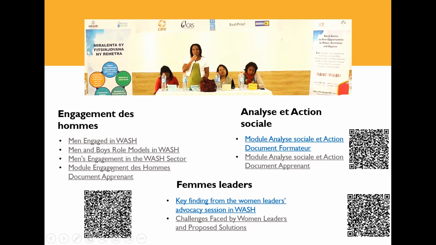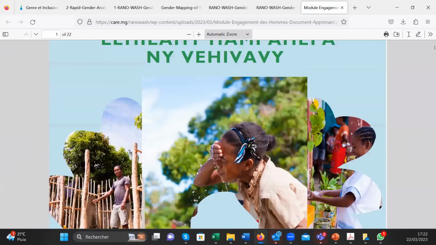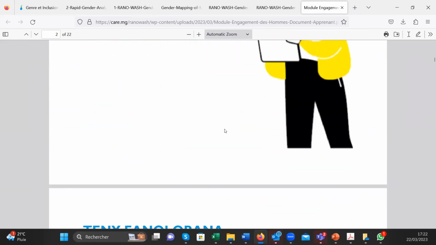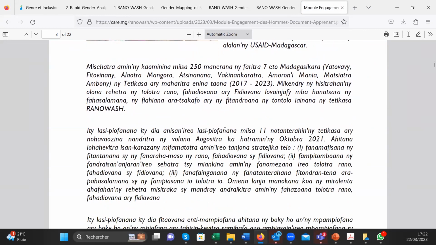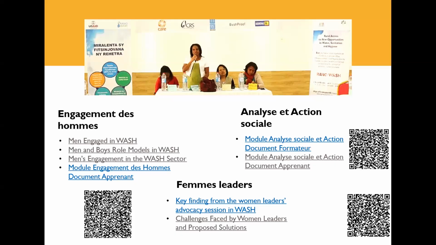based on men engagement. We have the modules on men engagement with the learners' participants document, and we also have the trainers module, which will be available from next week to apply the engagement of men in all interventions.